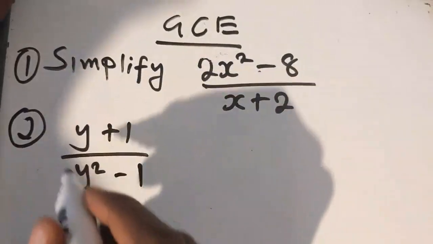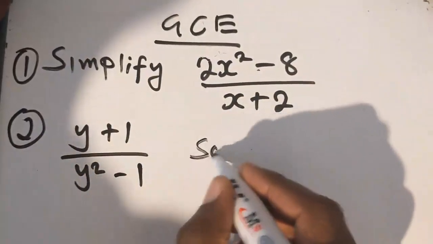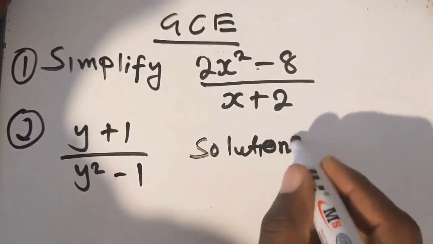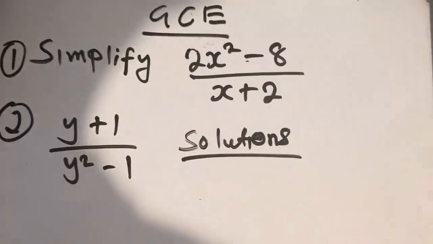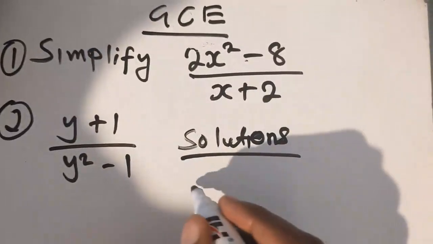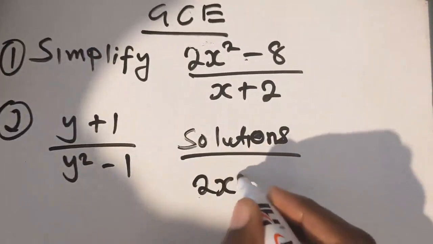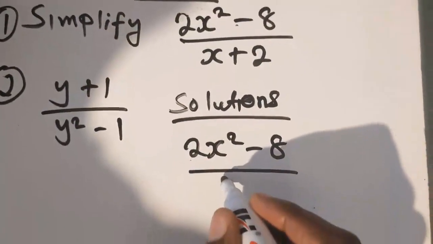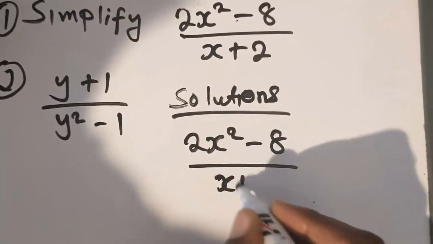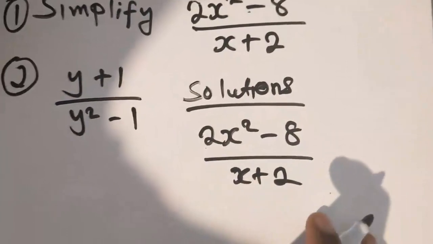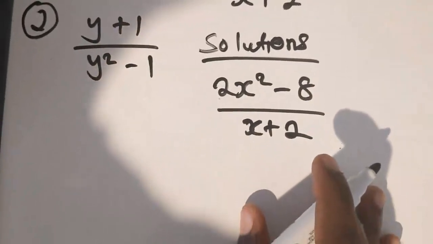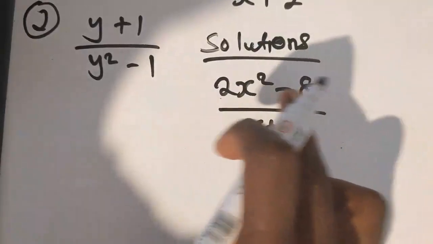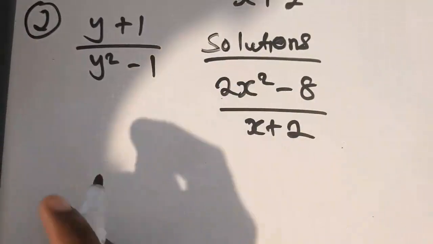So we have number 1, number 2. Let's check solutions. Number 1 is 2x squared minus 8 divided by x plus 2, right? This question is very simple. It is a question that you can factorize.